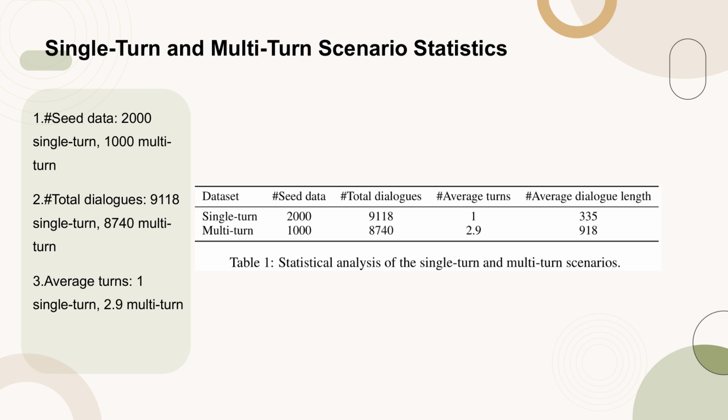The table highlights that there are 2,000 single-turn and 1,000 multi-turn seed data instances. It also shows that the total number of dialogues is 9,118 for single-turn and 8,740 for multi-turn scenarios. Additionally, the average number of turns per dialogue is 1 for single-turn and 2.9 for multi-turn, indicating a higher complexity in multi-turn dialogues. These statistics are crucial for understanding the structure and complexity of the dialogues in the dataset, which is essential for training and evaluating models in the operations and maintenance domain.